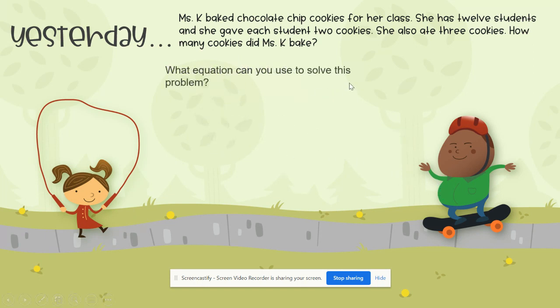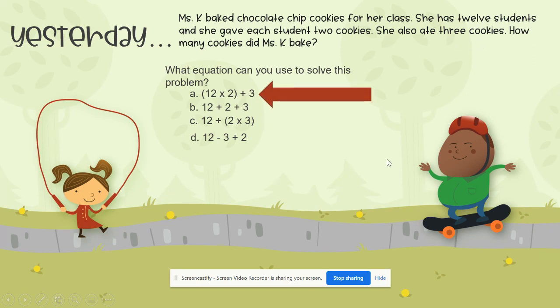Which equation can you use to solve this problem? 12 times 2 plus 3, 12 plus 2 plus 3, 2 times 3 plus 12, or 12 minus 3 plus 2. So if we think about that, we need to multiply 12 times 2 to figure out how many cookies she gave to the kids, and then we need to add 3 more. So our equation is 12 times 2 plus 3.